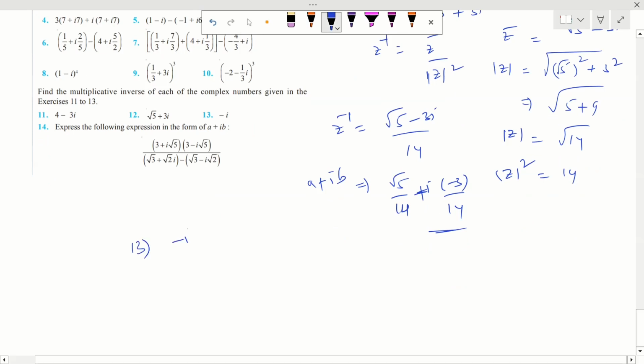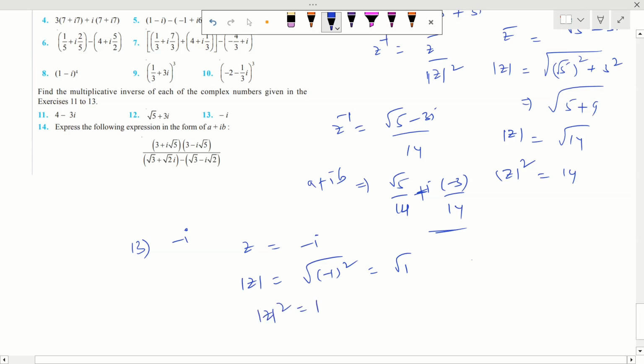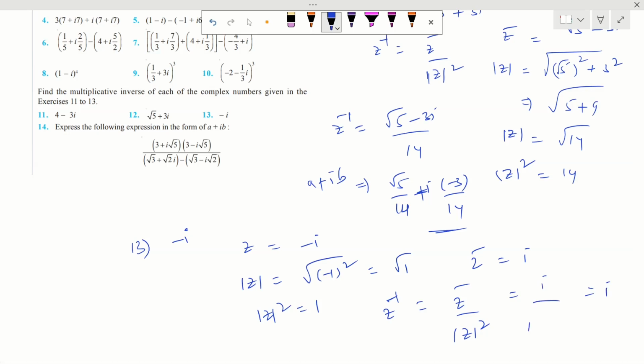Okay, the 13th one is very interesting. Here z is minus i. So z is minus i means what? z bar is plus i. The modulus of z is the root of minus 1 square, which is root 1, so the modulus squared is 1 only. Therefore z inverse is z bar divided by the modulus of z squared. So z bar is i and the modulus squared is 1 here. The solution is i only.